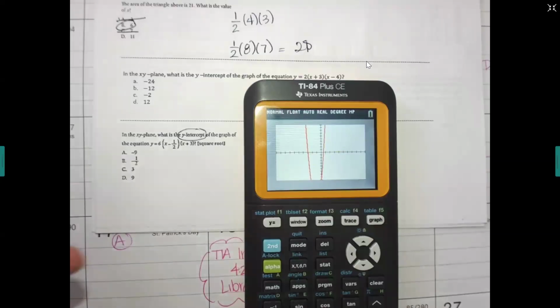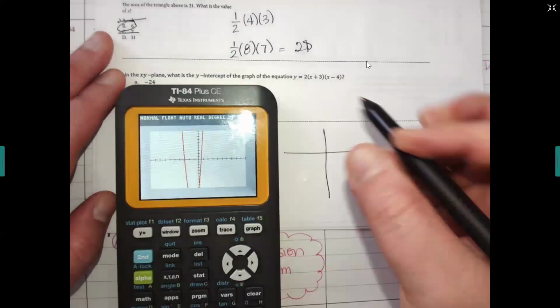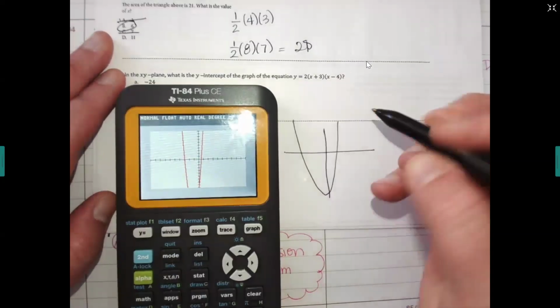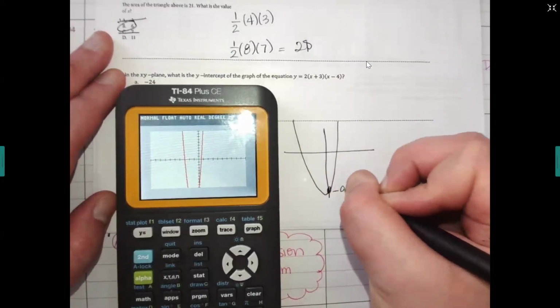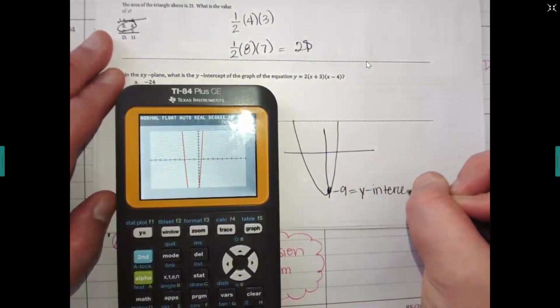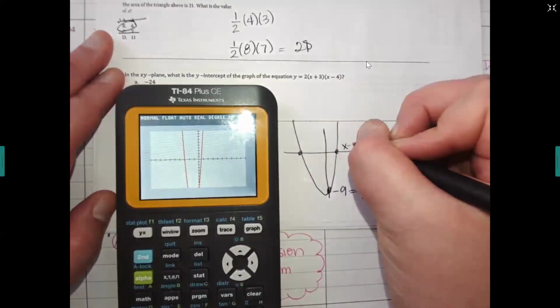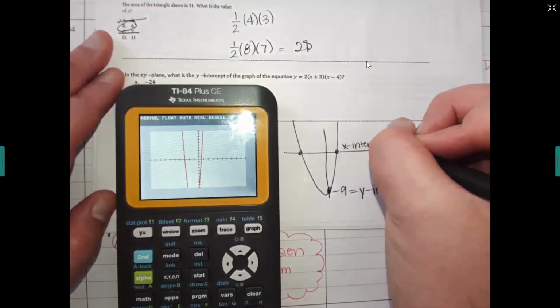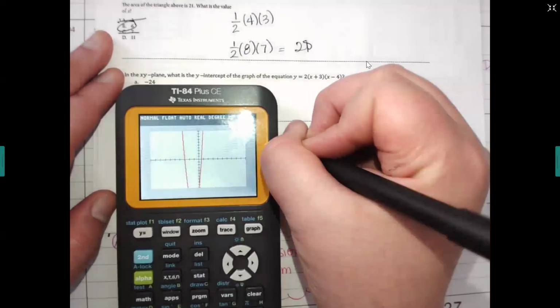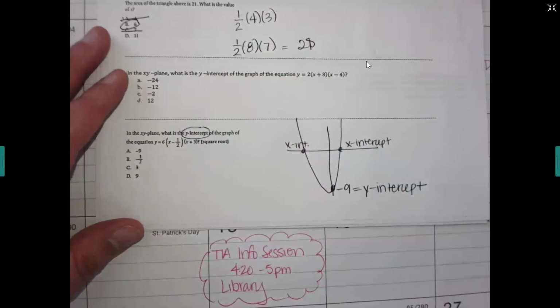Okay, so if you want to just sketch that graph here, it went like this. This -9 is the y-intercept, versus these two would be considered x-intercepts. And they could ask you for either one. But remember, you have a graphing calculator, so do it. Okay.